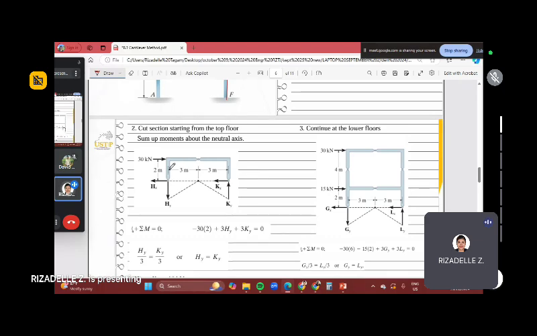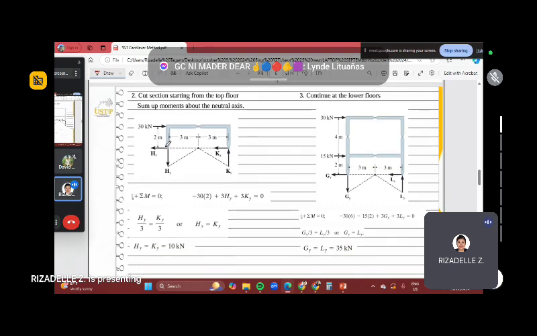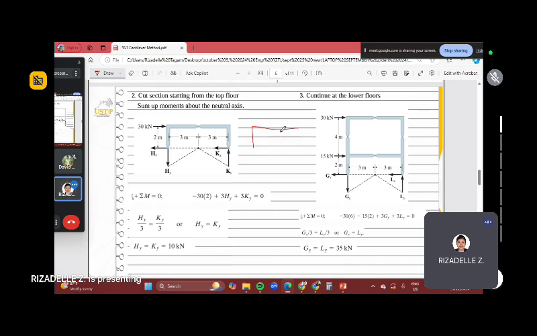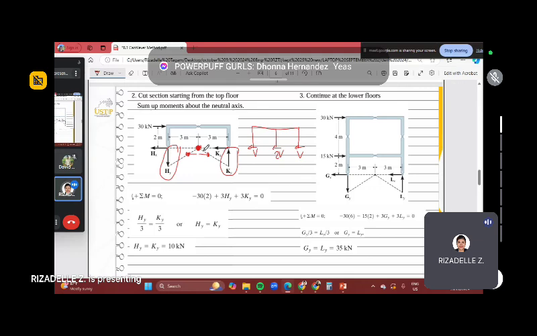After you get the centroid, you will cut a section from the top floor and sum moments about the neutral axis. The cantilever method is different from the portal method, where you put the shear V directly. In the cantilever method, you start at your neutral axis, the centroid. On the left side of the neutral axis is tension, and the right side of the neutral axis is compression, when it comes to the axial stress. That is our assumption here, they are opposite on each side.